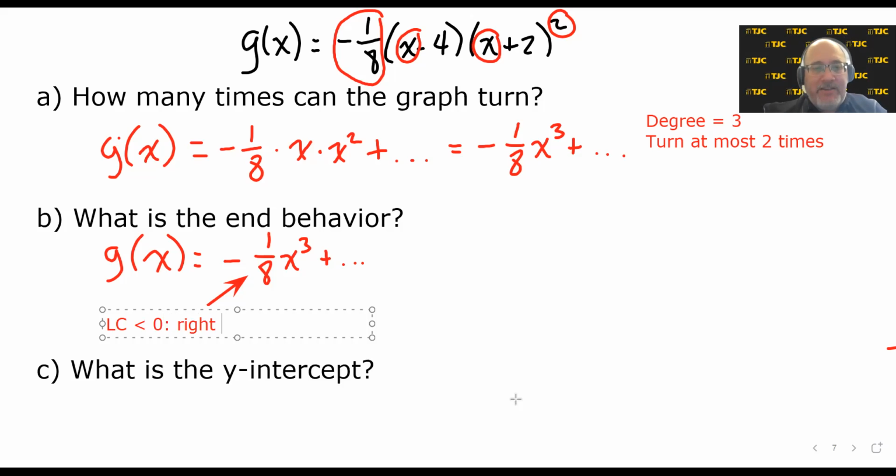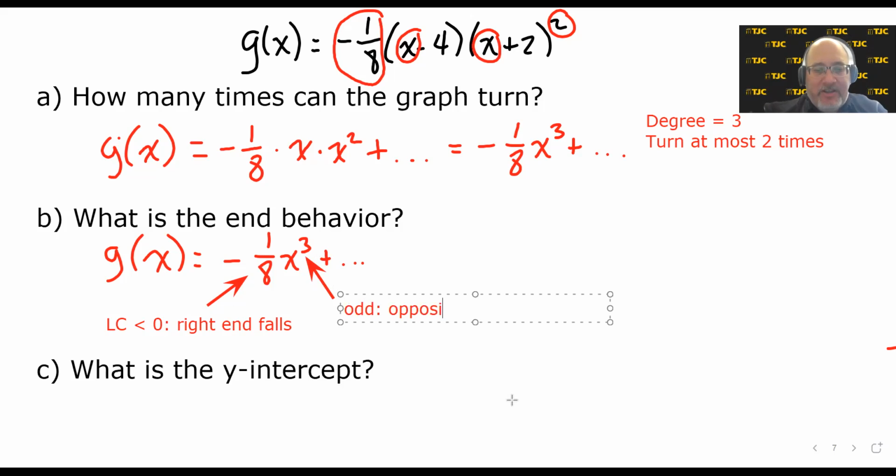This means that the right end falls, just like it did on the previous one. But we also consider the degree, and we ask the question, is it odd or even? Since the degree is odd, that means we have opposite ends, meaning that one points up, one rises and one falls.